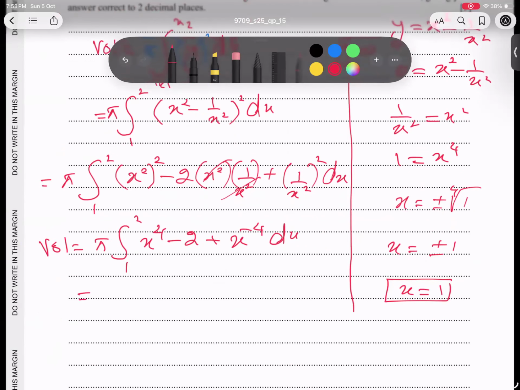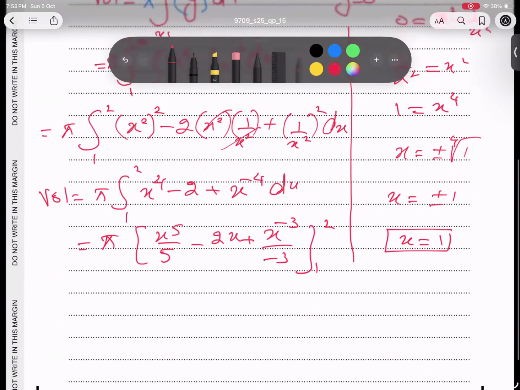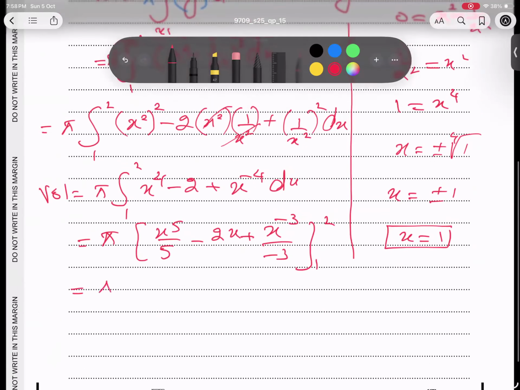Okay, so let's try to do it. So what is the method? Increase the power by 1, divide by the same, and 2 becomes 2x. And this is increase the power by 1. I mean, when I add 1, I get a minus 3, and divide by the same. And the limit is 1 to 2. Simplify maximum before we put the limits. So simplify maximum means x power 5 over 5, negative 2x, and this plus into minus is minus, and 1 over 3 x to power 3.